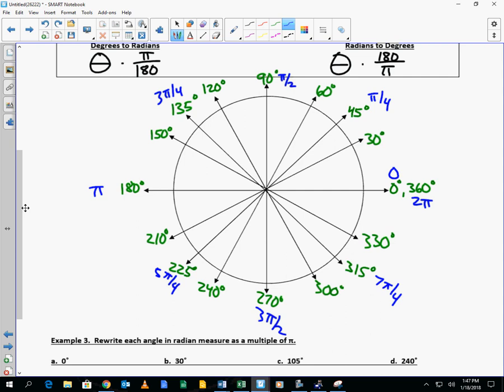I'm counting the 45s. 1 pi over 4. 2 pi over 4. 3 pi over 4. 4 pi over 4. 1/4. 2/4. 3/4. 4/4. Because it's 1 whole pi.